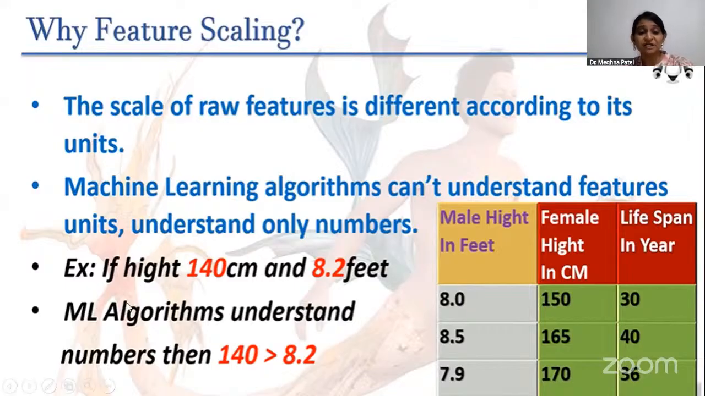But when a machine learning algorithm is learning this, what happens? The ML algorithm understands only numbers, so it can consider 140 greater than 8.2. It cannot check whether it is centimeters or feet. So the algorithm is making a mistake here. This problem arises when we give data directly to the machine learning model.